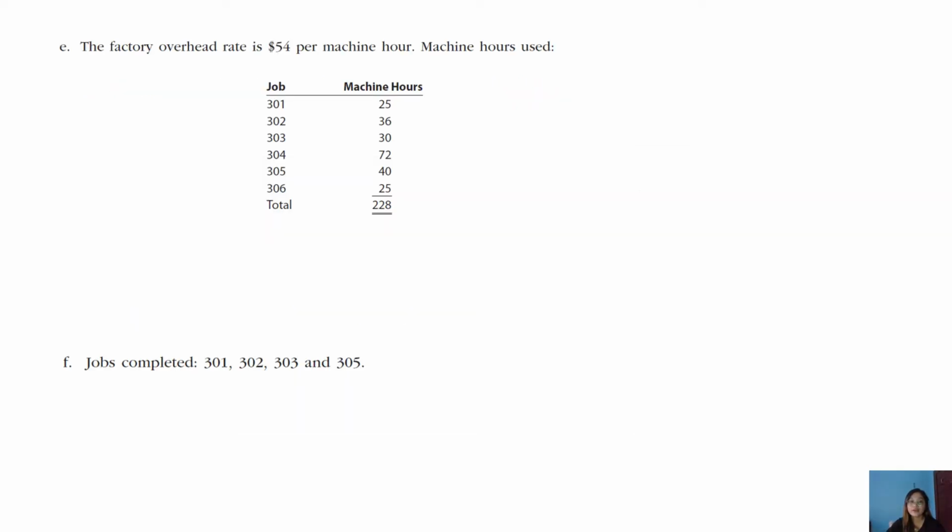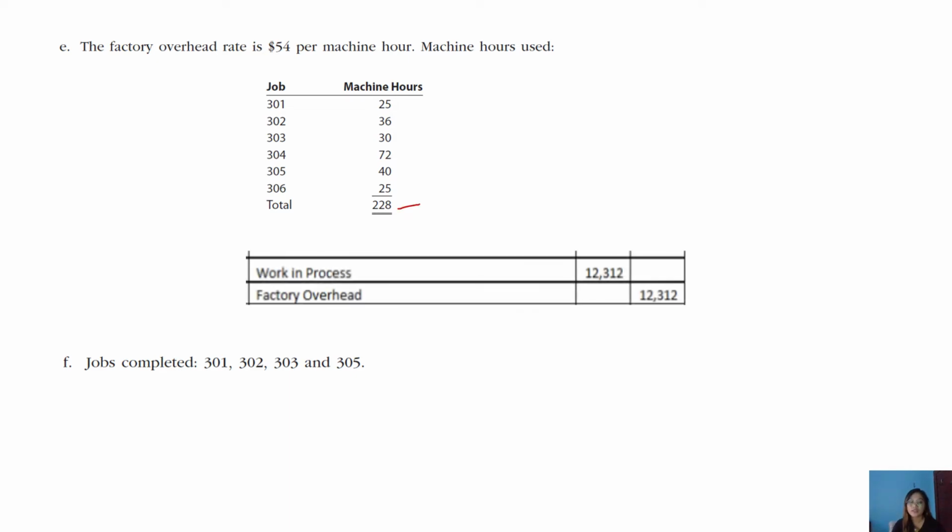So the factory overhead rate is $54 per machine hour, and machine hours used for job 301, we have 25, 302, 36, 303, 30, and so on. And the total machine hours is 228. So the journal entry for this is work in process debit and then credit factory overhead. To get this amount, we just have to multiply the total machine hours times the rate, which is 54. So the answer for this is 12,312.